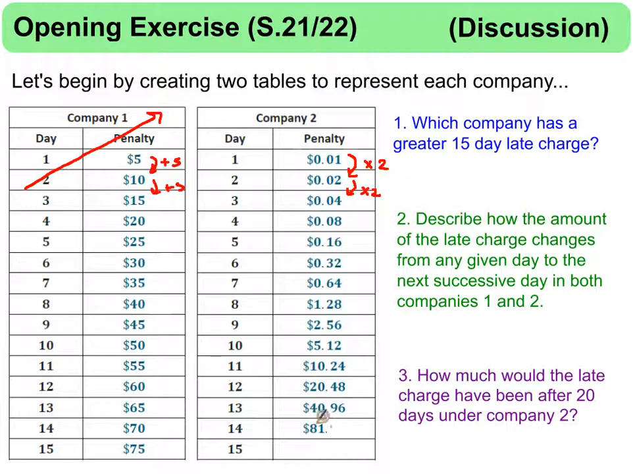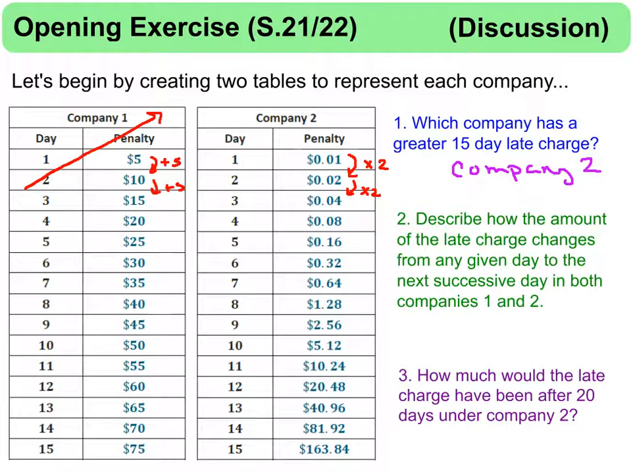We double that, and then all of a sudden we start to see a change or a shift. Company 1 at day 14 is cheaper than 14 days late on company 2, because we had to double our $40.96 to get $81, whereas over here all we had to do was add $5 more. And so if we went to day 15, the penalty which Jim had to pay was $163.84. So when we answer the question, which company has a greater 15-day late charge, we would want to mention that company number 2 is going to charge you more money.